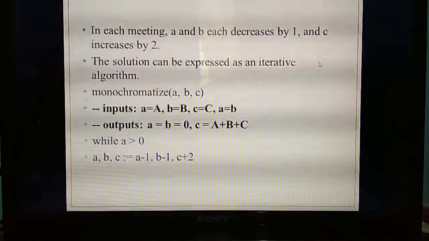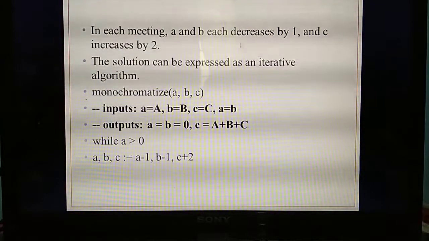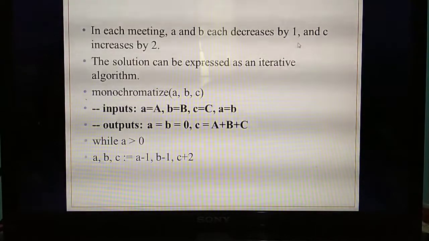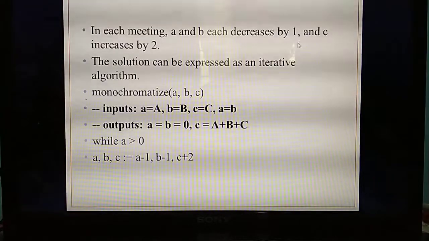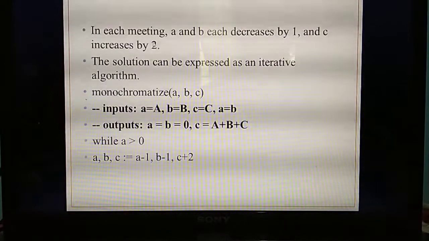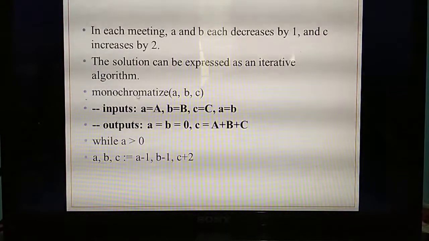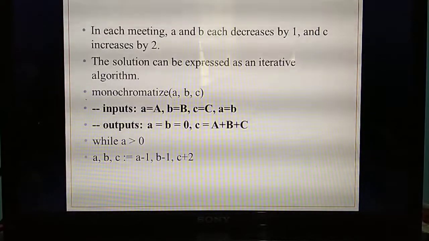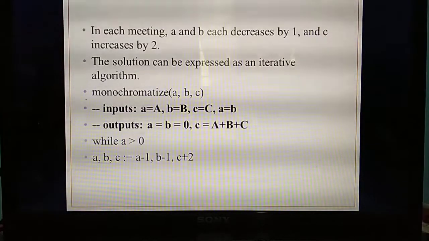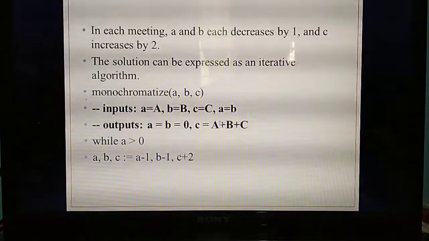Understand? Next, what are the steps in iteration? What steps are you doing in iteration? They are given in theory. So here read: in each step A and B decrease by 1, but the value of C is increased by 2. The same thing you are going to write in the algorithm. So you have already done the same. What's the name of the algorithm? Monochromatize A, B, C. Input A, B, C. Then output: if A equal to B equal to 0, what output will you get? You need to add the 3 values.